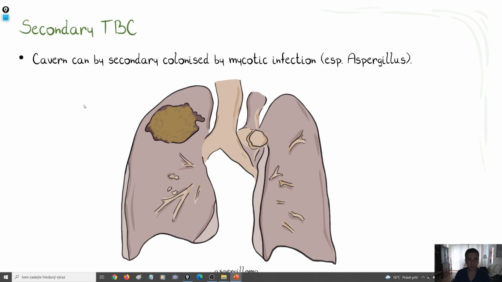A dangerous complication is a secondary mycotic infection, especially Aspergillus. Aspergillus likes to colonize post-tuberculous cavern, which is called aspergilloma. You can see it here. This is the cavern filled with Aspergillus.